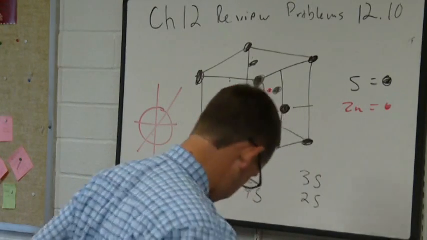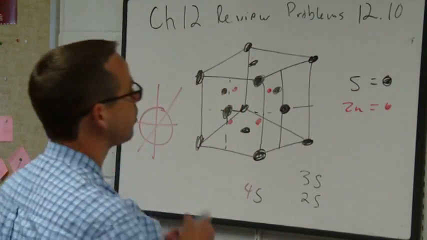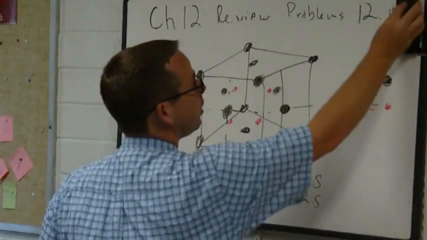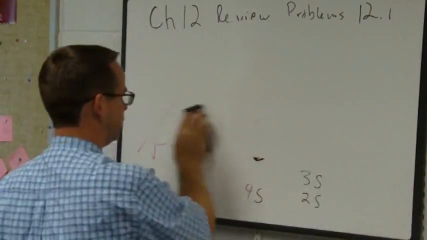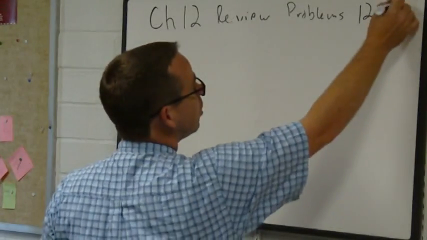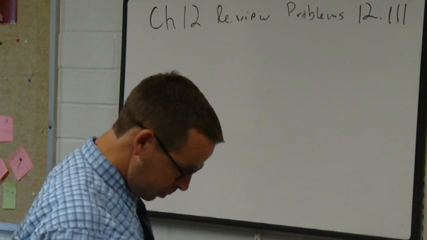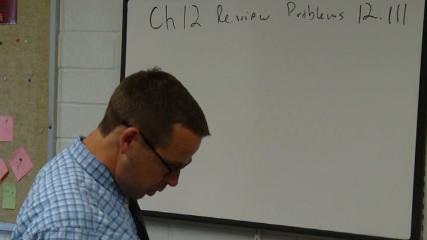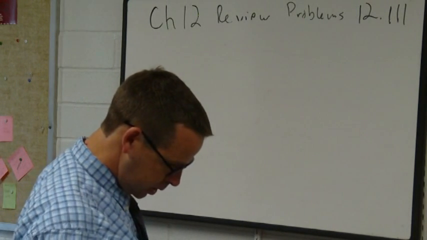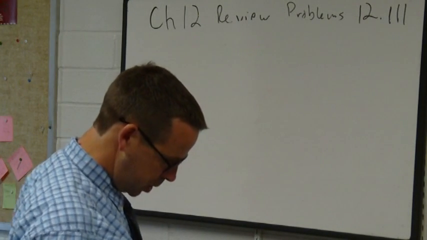There's my book. All right, 12111. Atomic radius of nickel is 1.24 angstroms. Nickel crystallizes in a face-centered cubic lattice. What's the length of the edge of the unit cell expressed in angstroms and picometers?